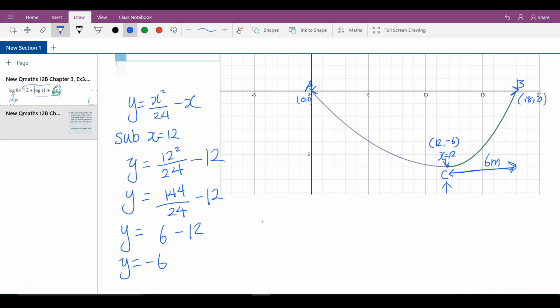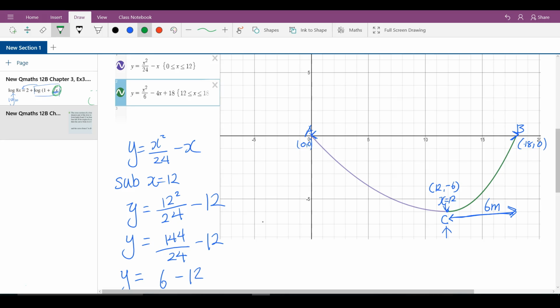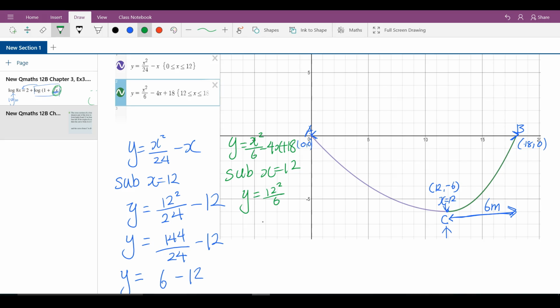Alright, just in case, we should confirm the point with the C to B function, which is the red function as well. Let me do that. So same thing, we're going to sub in 12 into the x. So y equals x squared over 6 minus 4x plus 18. Sub x equals 12 in there. Because y is equal to 12 squared over 6 minus 4 times 12 plus 18.